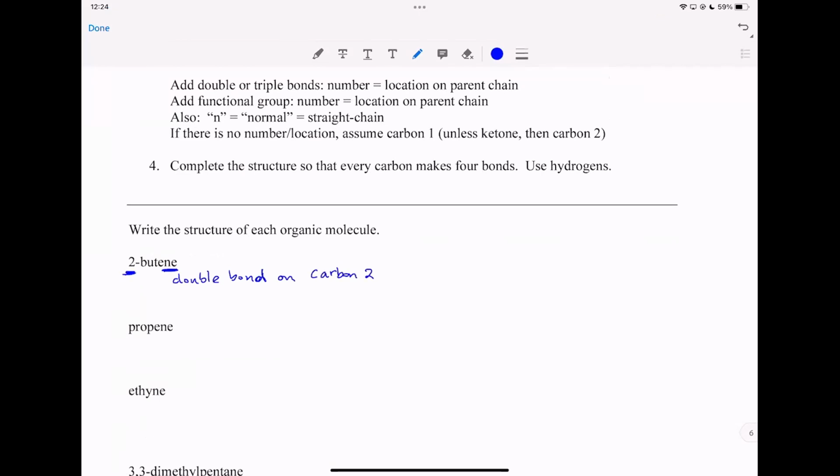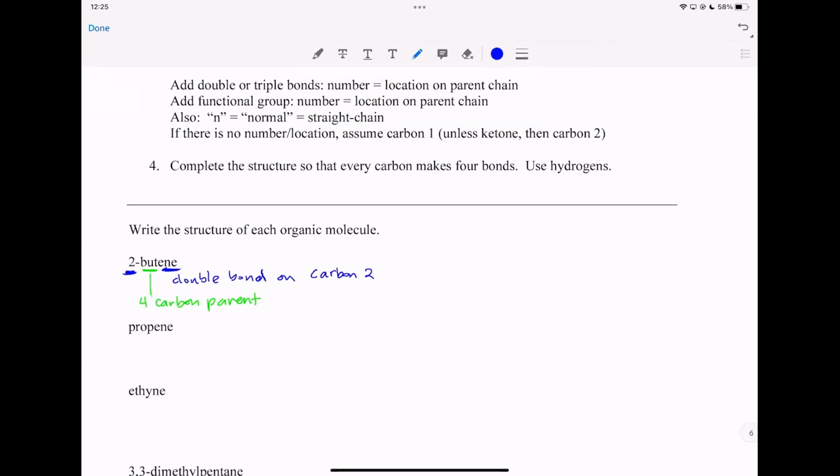Okay, then another part of this is the "but." So you're looking at all the parts and what they mean. The "but" means that this is a 4-carbon parent chain. Once you have identified what every letter and every number represents in the name, then you build it based on what you just wrote. So you have a 4-carbon parent.